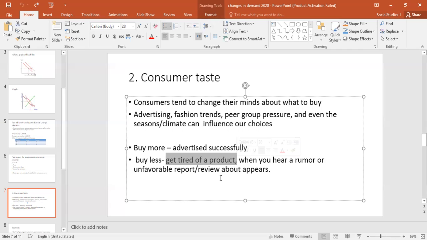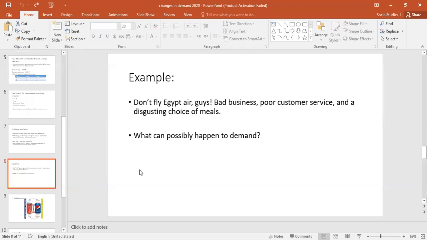When you hear a rumor, or an unfavorable report, now we have this big thing online about reviews, and we're using them to our advantage. Okay, so here's an example that I actually took from a website. Someone wrote about his experience with Egypt Air. This was his review: "Don't fly Egypt Air, guys. Bad business, poor customer service, and disgusting choice of meals."